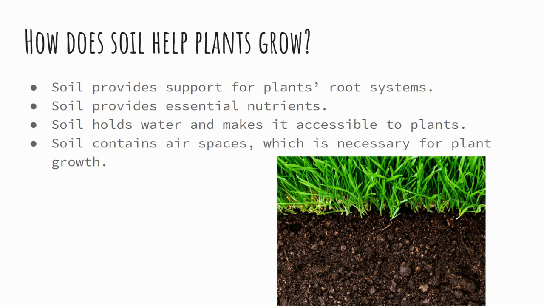So a couple things that soil does to help plants grow. Number one, provides support for the root system. It's very important. As plants grow up or out, they do need support. So that composition of the soil is important. We'll talk about that more here in a couple slides. The soil is a site of essential nutrients that is provided to the plants for growth. Soil holds water and makes it accessible to plants. Different soil composition holds water better or worse. Soil contains air spaces, which is necessary for plant growth. And again, whether it's sand, silt, clay, or the composition of each together is important for that aspect of soil.